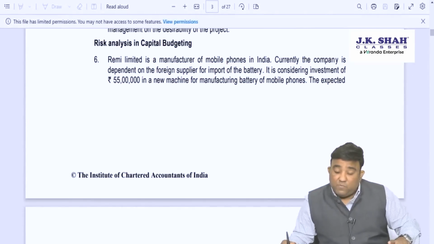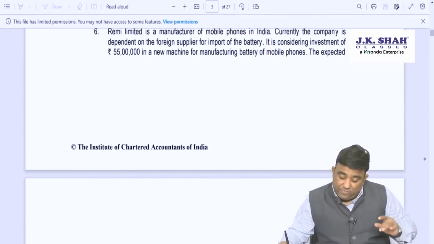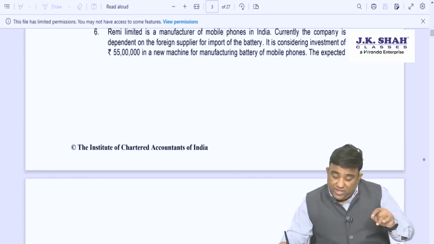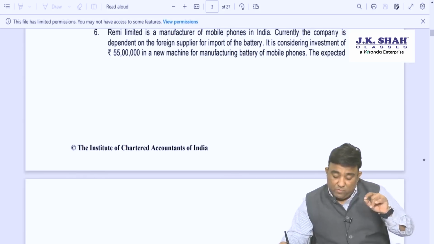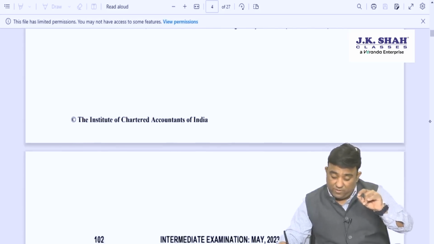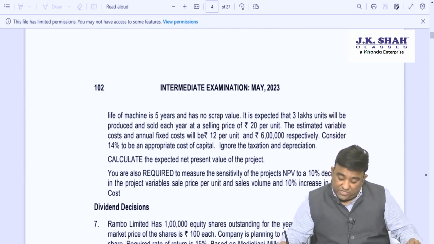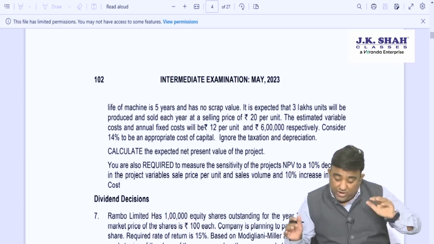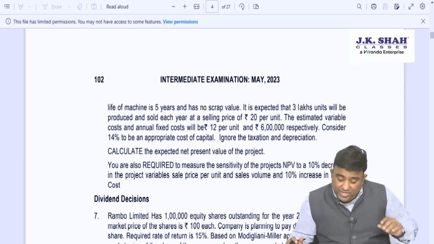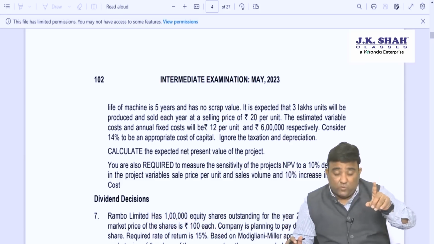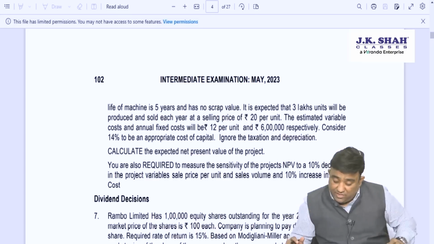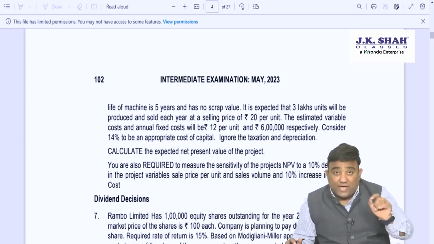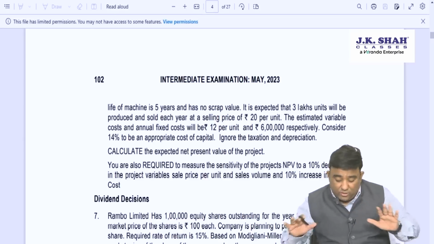is a manufacturer of mobile phones in India. Currently, the company is dependent on foreign suppliers for the import of the battery. It is considering an investment of 55 lakh in a new machine for manufacturing battery for mobile phones. The expected life of the machine is 5 years and no scrap. It is expected that 3 lakh unit will be produced and sold at a price of 20. Estimated variable cost and fixed cost at 12 rupees per unit and 6 lakh per annum. Consider 14% as the cost of capital. Ignore taxation and depreciation. No tax, no depreciation.